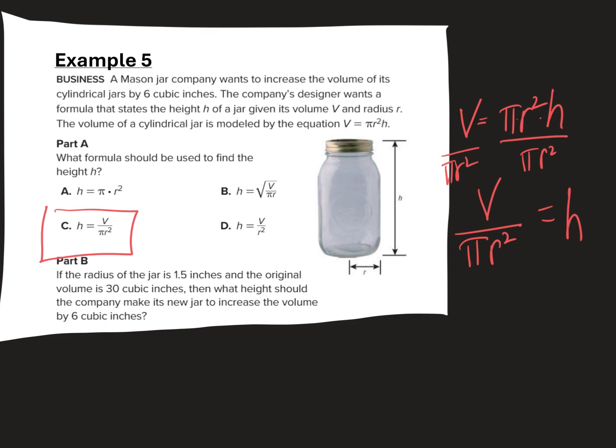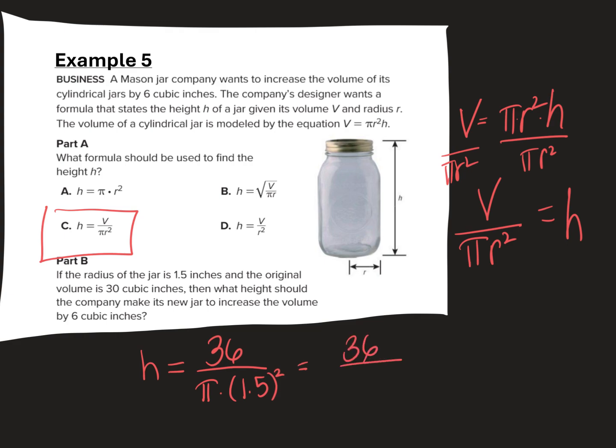And then for letter B, if the radius of the jar is 1.5 inches and the original volume is 30 cubic inches, then what height should the company make its new jar to increase the volume by 6 cubic inches? So if the original volume is 30 and I want to increase the volume by 6, I would put 36 in place of the volume, and then pi, and then my radius is going to stay the same, 1.5 squared.